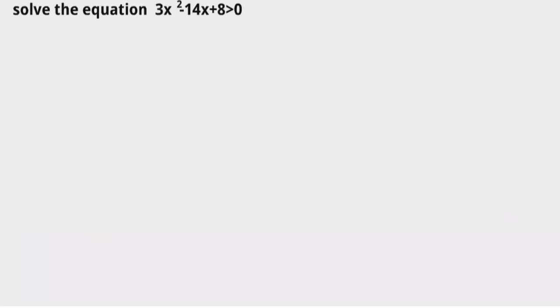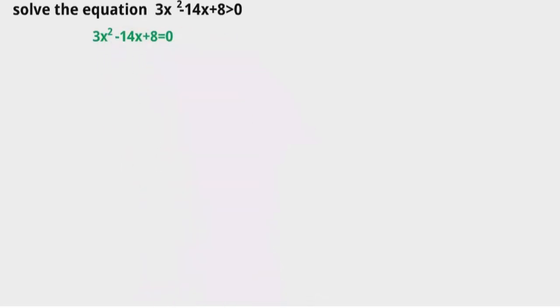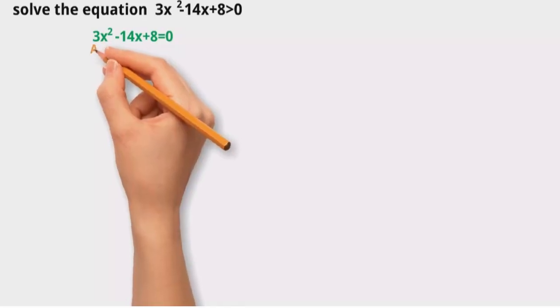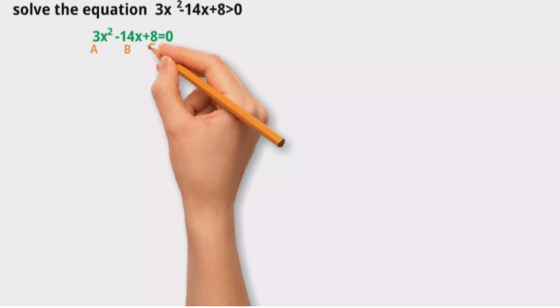The question is asking us to find the value of x in the expression 3x squared minus 14x plus 8 is greater than 0. To find the value of x, we will follow these steps. First step, we convert the inequation to a quadratic equation, which will be 3x squared minus 14x plus 8 equals 0. Now we should understand that 3x squared is a, minus 14x is b, 8 is c.